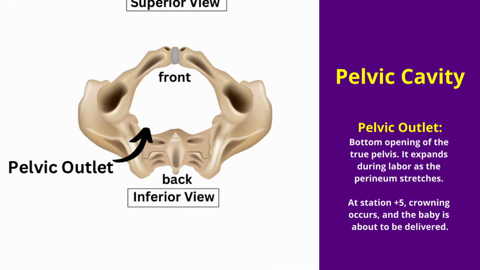And then lastly is the pelvic outlet. And this is the bottom opening of the true pelvis. And here you can see an inferior view of the pelvis, and note where the arrow is pointing to the pelvic outlet, and this area is going to expand during labor as that perineum stretches. And at station +5, crowning occurs and the baby is about to be delivered.